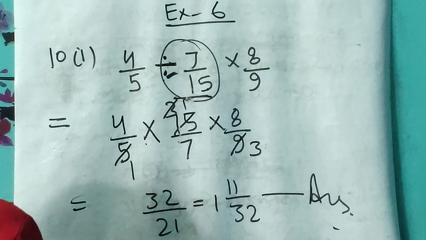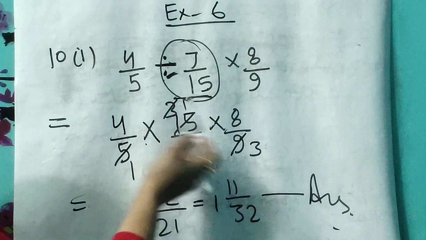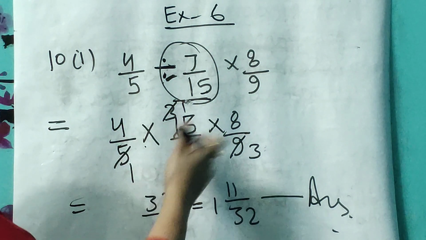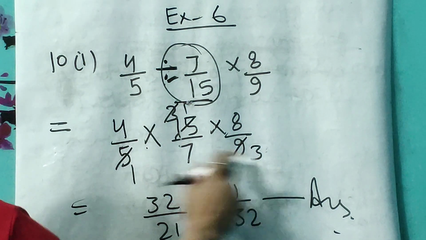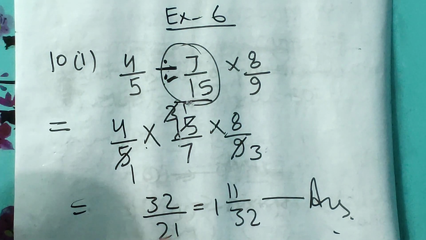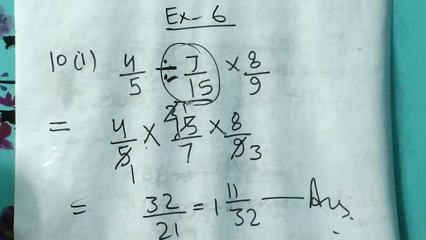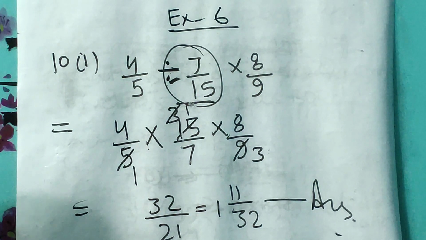And then the other thing which you have learned in the multiplication of fractions: we will divide the numbers which are divisible, then numerator will multiply with numerator, denominator will multiply with denominator, and we will change it into mixed form. So this is the answer, 1 whole 11 by 32.